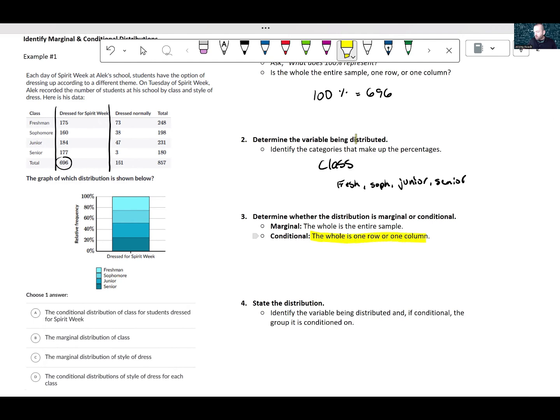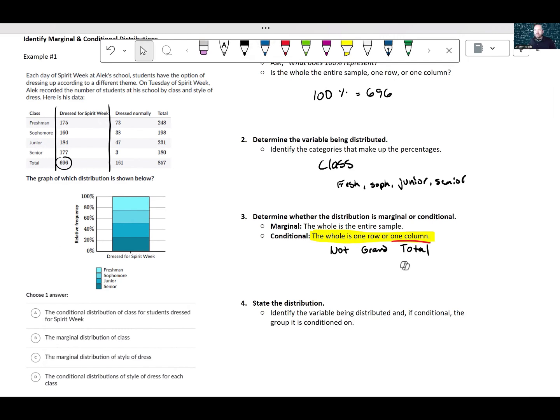So the whole 100% is one column in this case. It's not the grand total. I'm just going to write that here. Not the grand total.